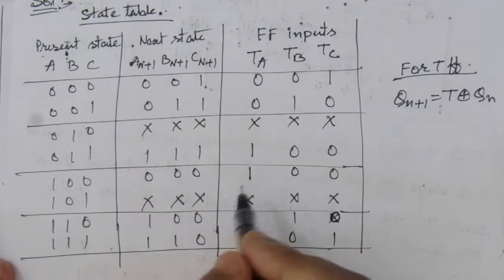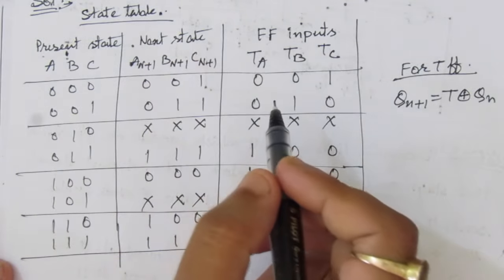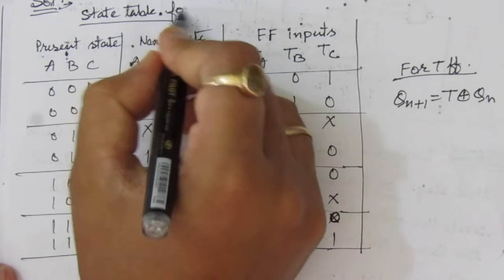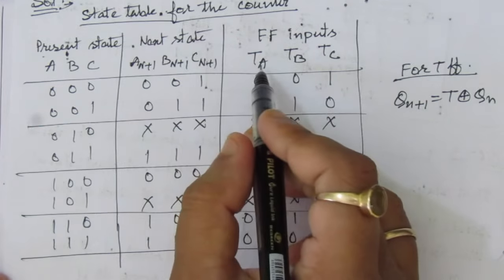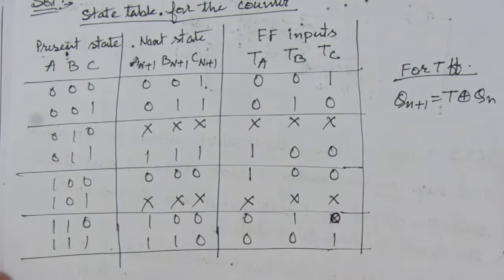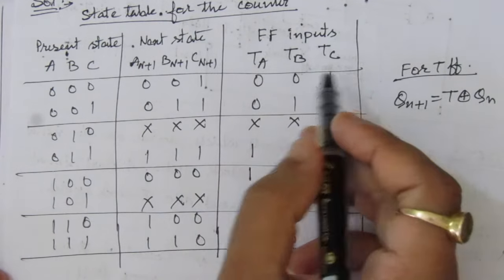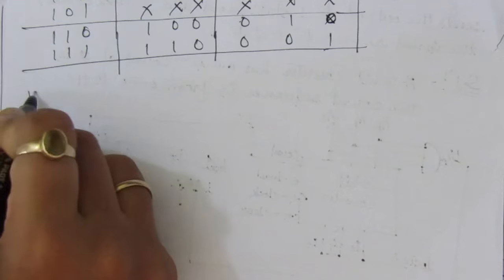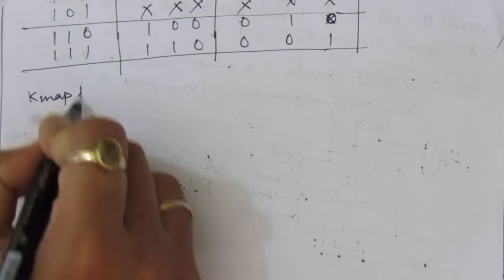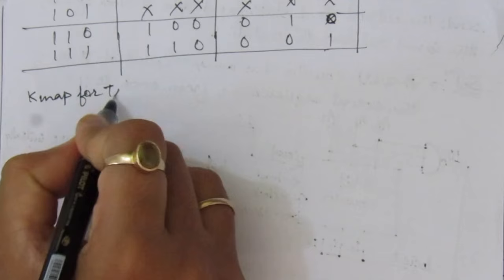So we have got this state table for the counter. Now from this state table we will find out the expression for TA, TB and TC. For that we have to make the Karnaugh map for TA, TB and TC, and accordingly we will find out the equations for TA, TB and TC. The K map for TA.